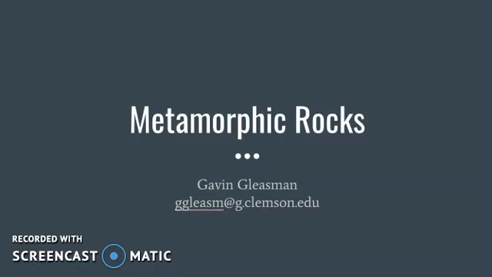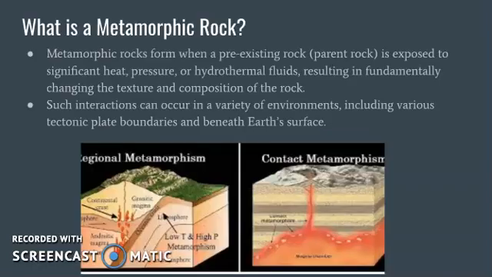And to jump right into it, we will get to what is a metamorphic rock. So metamorphic rocks form when pre-existing rocks, or the parent rock, is exposed to significant heat, pressure, or hydrothermal fluids, which results in fundamentally changing the texture and composition of the rock. Such interactions occur in a variety of environments, including various tectonic plate boundaries or beneath Earth's surface.